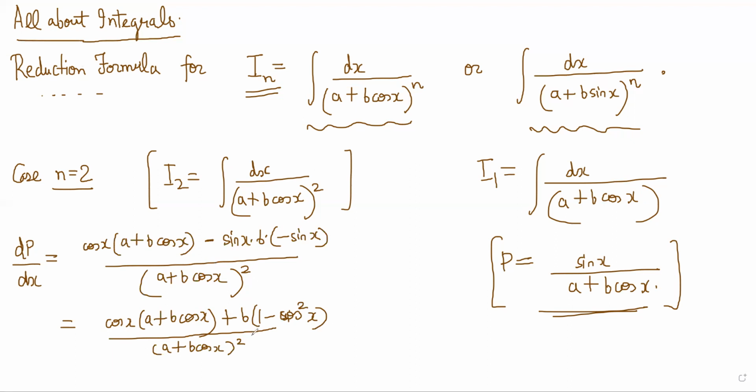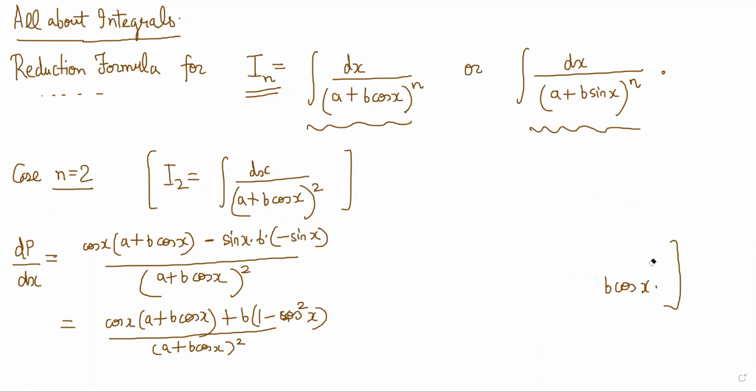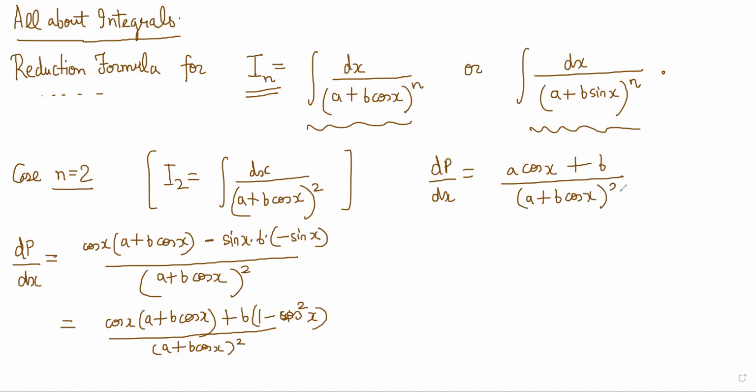If we simplify this a little bit, I will just remove this part here. You are getting dp by dx becoming a cos x plus b cos square x plus b minus b cos square x, which cancels. You have (a cos x plus b) by (a plus b cos x) whole square.